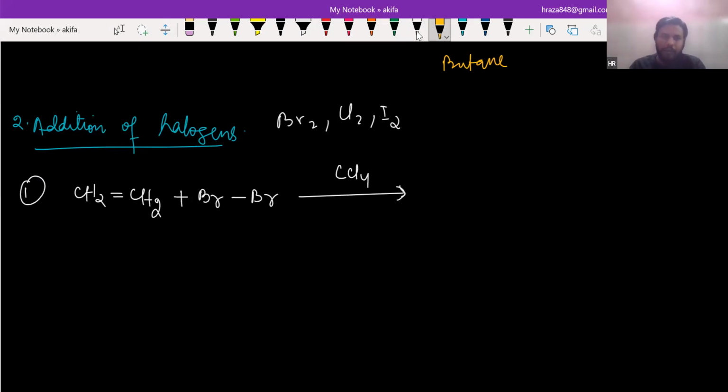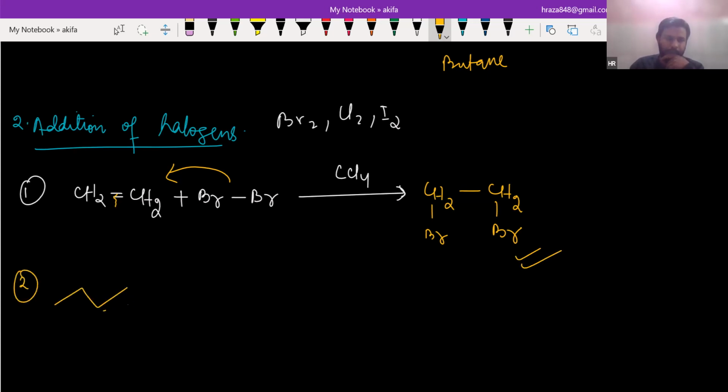Like hydrogen, if you are going to add this, carbon already has 4 bonds, so one of the bonds should be broken, so it will be CH2, single bond CH2, and one bromine will go to one of the carbons, and one bromine will go to the other carbon along the double bond, and the product will be this. It's very easy. The chemical properties of alkene are very easy.